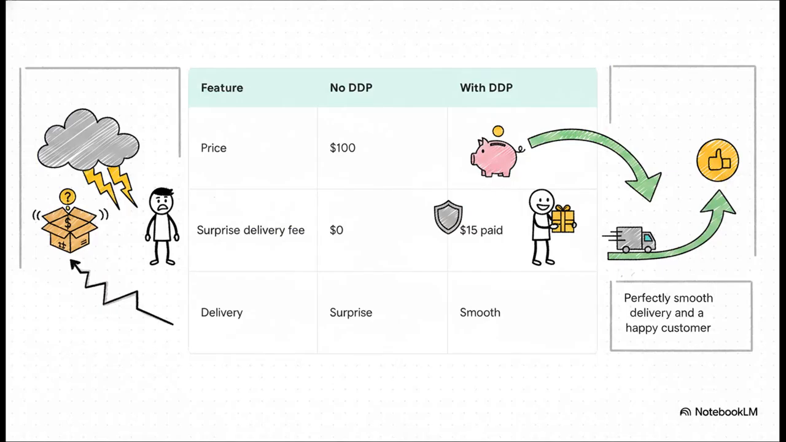Let's look at how this builds a vastly superior customer journey. Imagine selling a $100 item. Without DDP, you pay 0 duty up front, but your buyer gets slapped with a surprise delivery fee at their doorstep. Frustration absolutely ensues, right? But with DDP, you still sell it for $100, but you coordinate with your courier to pay the $15 duty up front. The result? A perfectly smooth delivery and a really happy customer.